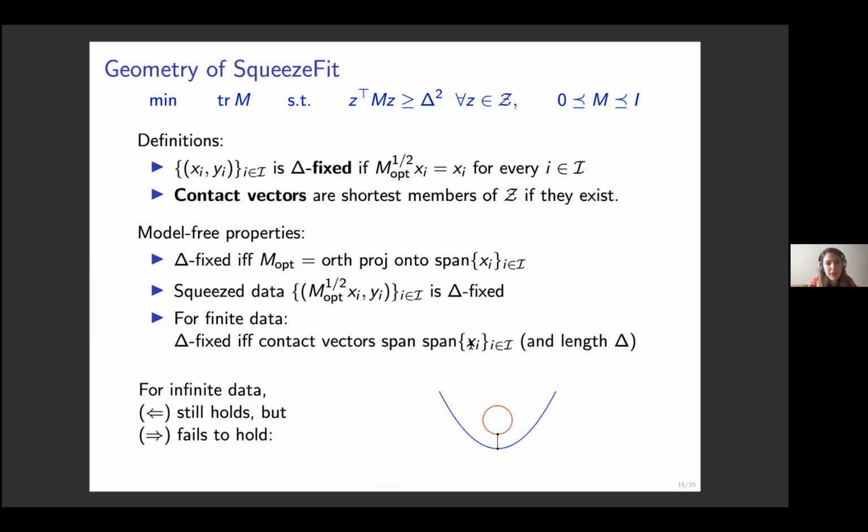So this is not true for infinite data, because, for instance, here these two data sets cannot be squeezed anymore if you use this length delta as the parameter in your semi-definite program, but you don't have a basis of contact vectors because this is an infinite set, and so it gets more complicated. But for finite data, this is true.